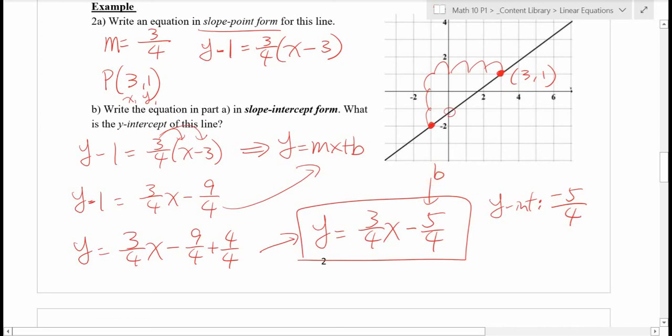Okay, so that is how you do this. There's a practice question on the back page or next page. Give it a try.